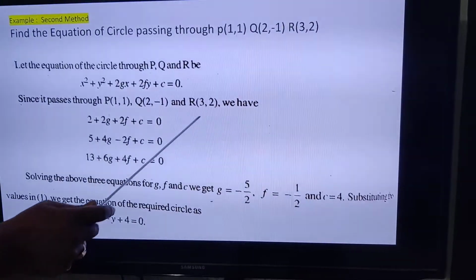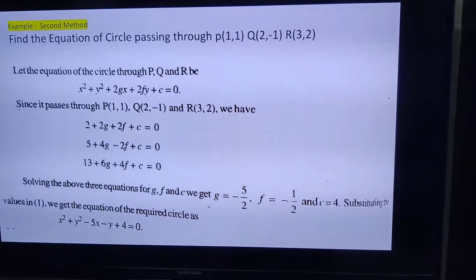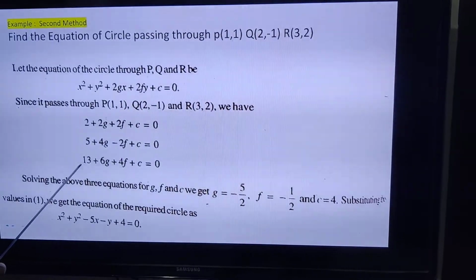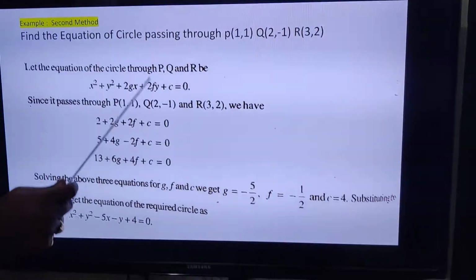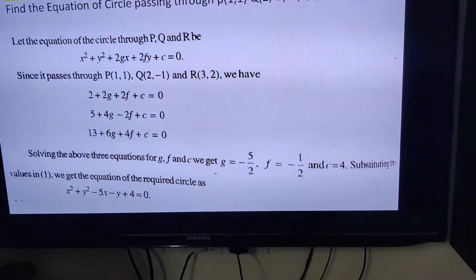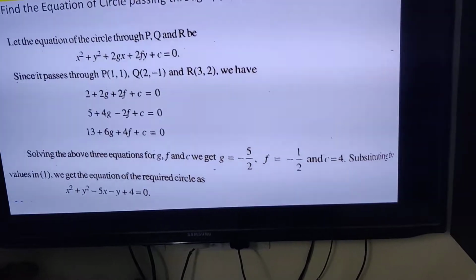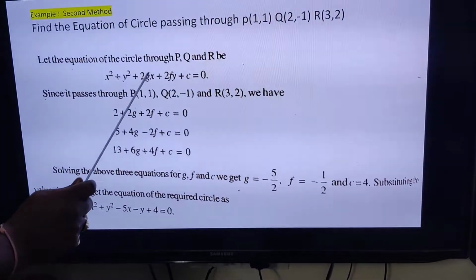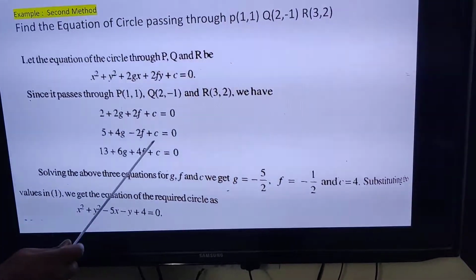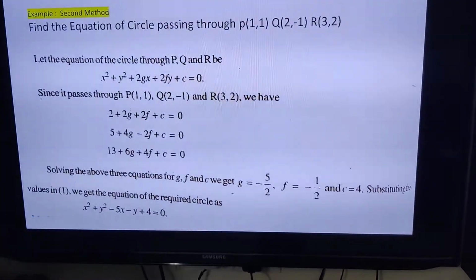Similarly, if we substitute the values of (3, 2) in the general equation, we get another equation: 3 square plus 2 square, plus 2g into 3, plus 2f into 2, plus c is equal to 0. 3 square means 9, 2 square means 4, 9 plus 4 becomes 13, 2g into 3 is 6g, 2f into 2 is 4f, plus c is equal to 0.